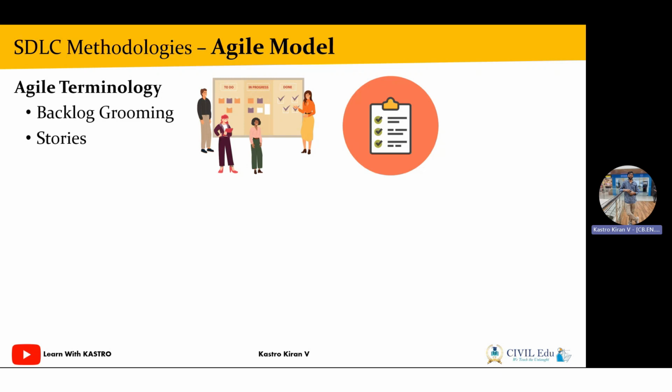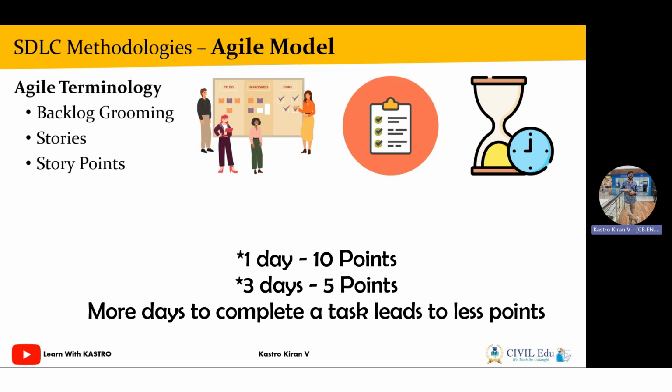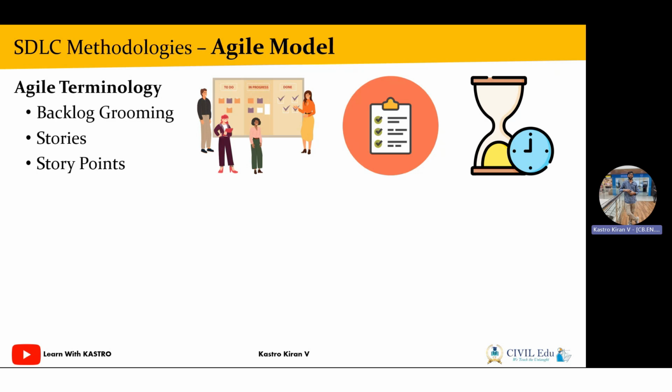And the next one is called story points, which means the duration to complete a particular story. So for each completion of a story or for each completion of a sprint, there will be points allocated. Suppose, let's say, if a task is completed in one day, 5 points are given. If a task takes 3 days to complete, then let's say 10 points are given. So like this, based upon the progress of the work, for each sprint, there will be points allocated. The major intention of this point allocation is to motivate the team members to complete the work at a faster pace. That's called story points.